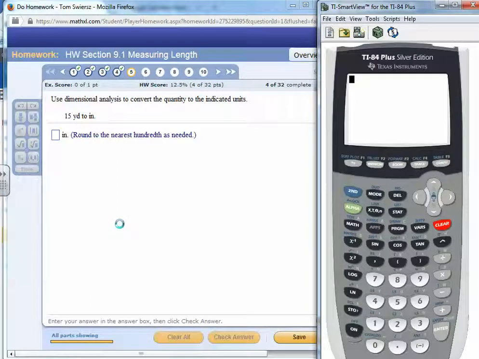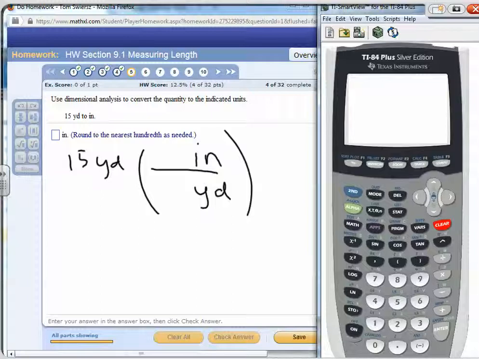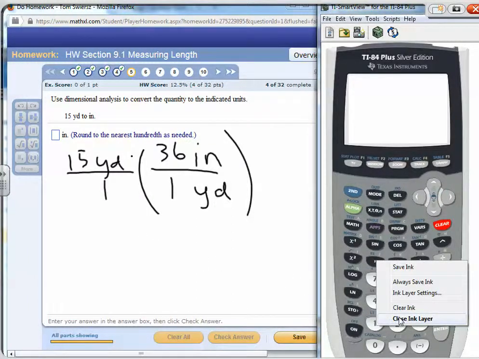Okay, 15 yards to inches. Problem number 5. Okay, 15 yards. We want to convert to inches. We want to get rid of yards, and remember there's 3 feet in a yard, and 12 inches in a foot. So that means 3 times 12, there's 36 inches for every 1 yard. And again, the 36 is in the numerator, so we're going to multiply the 15 by 36. The denominators are just 1, so that doesn't change it. So we'll do 15 times 36, and that will give us the number of inches in 15 yards.